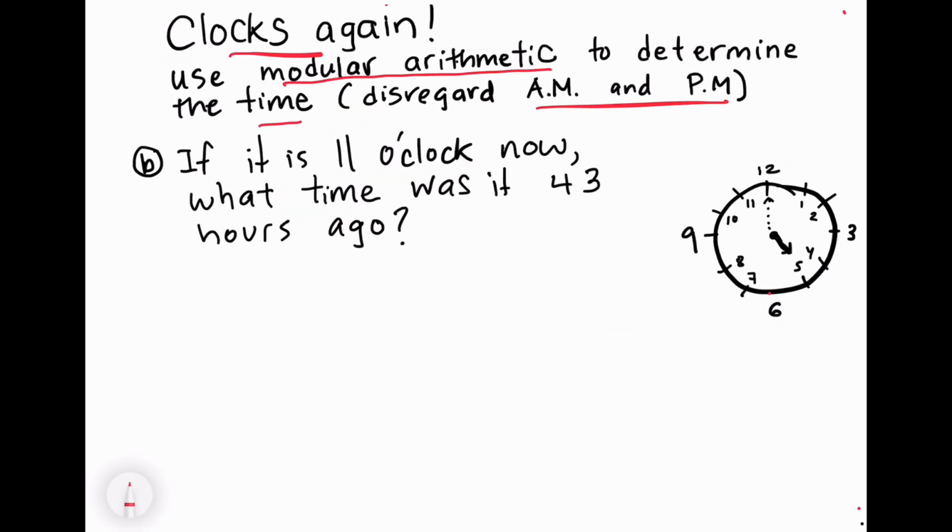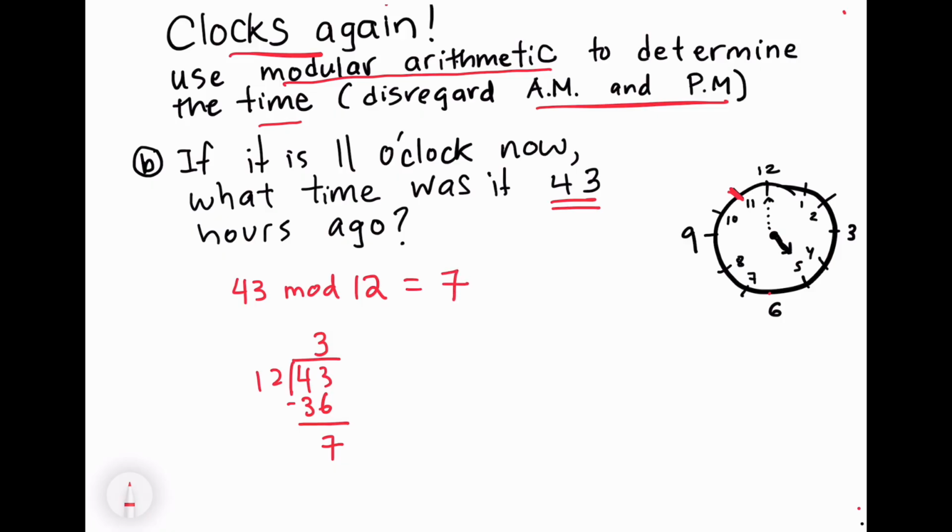Okay, part B, if it is 11 o'clock now, what time was it 43 hours ago? Again, I'm just going to look at the 43, and I want to know how many full rotations around the clock did we go backwards. So I'm going to look at 43 mod 12. So what is that equal to? I'm going to divide 43 by 12. So it looks like I have 36 and then I have 7. So the remainder is 7.